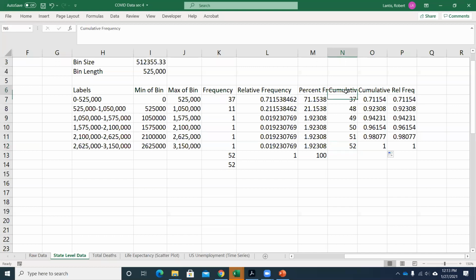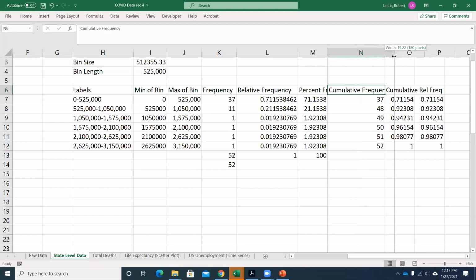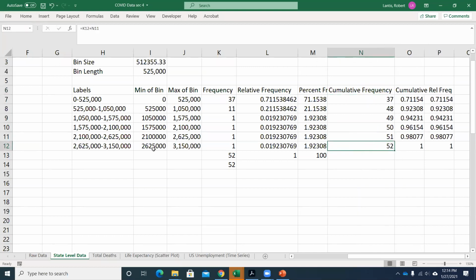Or the cumulative frequency, right, not relative frequency, but just the frequencies. Once I get to that last bin, the cumulative frequency should be the total number of observations, right? Every observation should be counted at least once by the time I get to this last bin, okay? Any questions on that? Okay with that? All right.